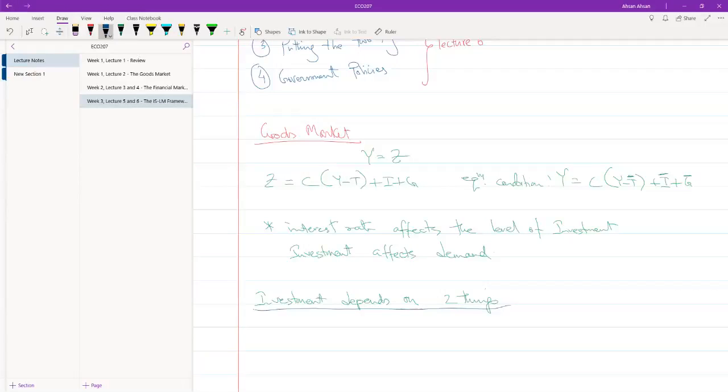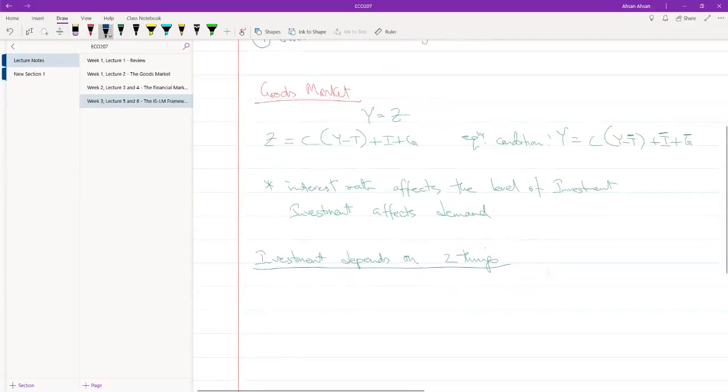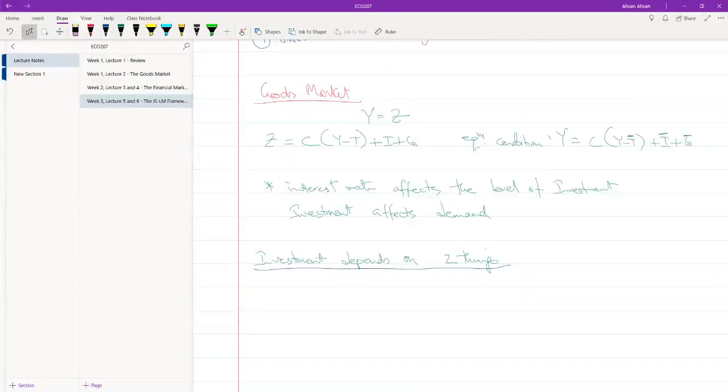When we talk in our everyday life, we mean investment to be a lot of different things. For example, if I buy stocks in a market, we may call that financial investment. But in economics, that's not the case. When I'm talking about investment, I'm specifically meaning firms buying machineries.